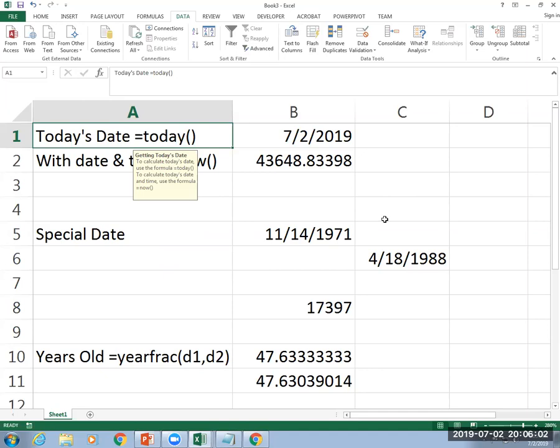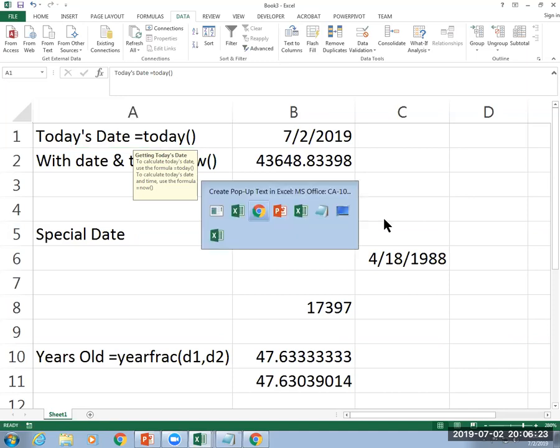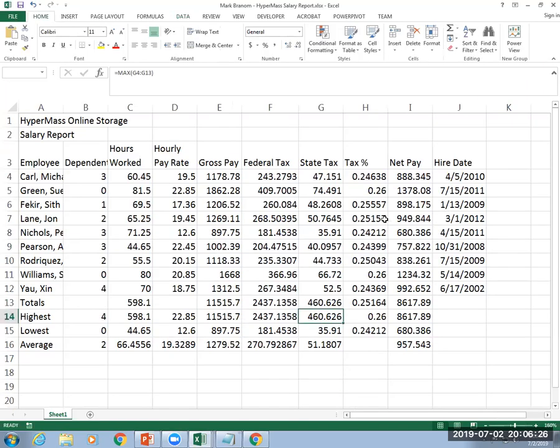Any questions about fun with dates, or about formulas, or anything that we've done so far today? All right, I think it's time to take a little bit of a break. When we come back, we're going to go back to our hypermass salary guy and make it look pretty, because right at the moment it looks boring. That's what we'll do when we come back. Let's take about a 10-minute break, come back around 8:15 or thereabouts, and we'll continue on.